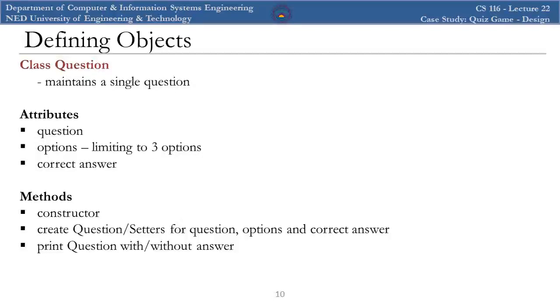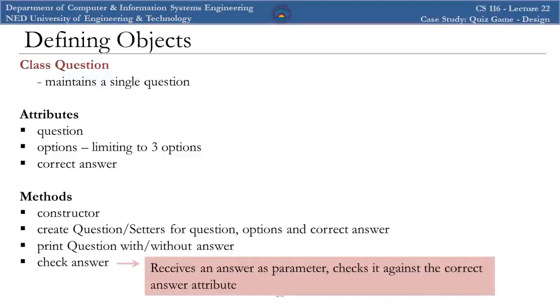And one important method that we can add here is the check answer method. Now what this will do, it will simply take a parameter, which is to be treated as the answer, and it will simply check that answer against the stored answer, or the correct answer attribute, of that particular question. So this can also come in handy in our application. So let's define this method too for this class. So this is what I was just telling you about the parameters of the check answer method.